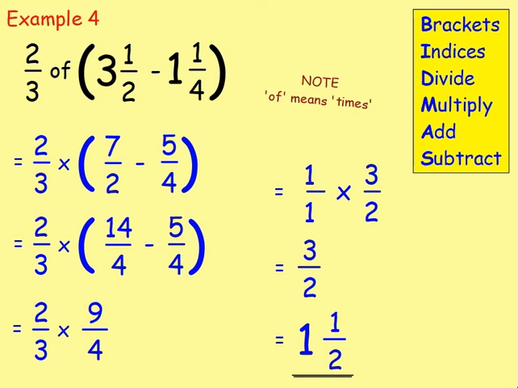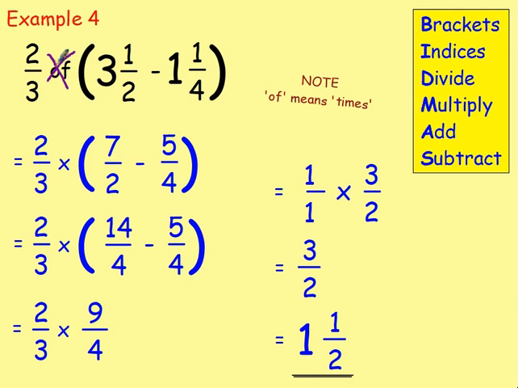This one here we had 2/3 of. This comes up in past papers quite a lot of the time. If you ever see an of, what does of mean? Times! Brilliant. Of just means times, so it means the 2/3 times by what is in the brackets here.